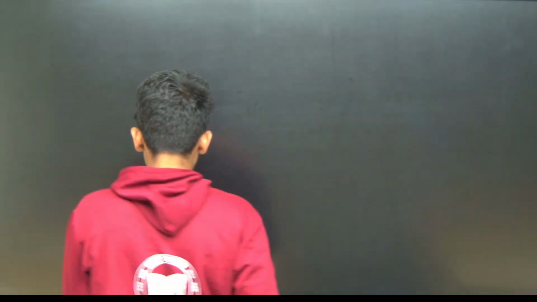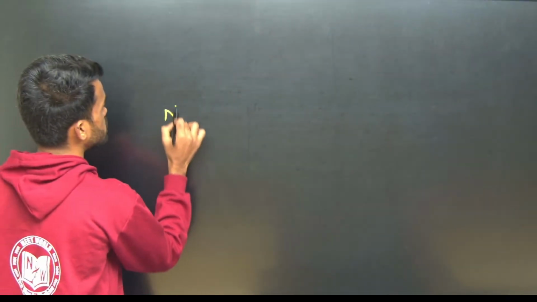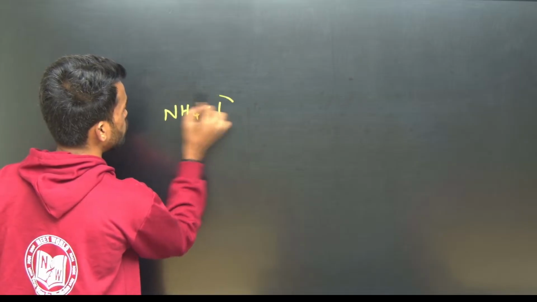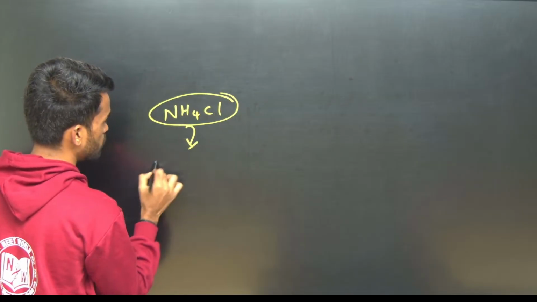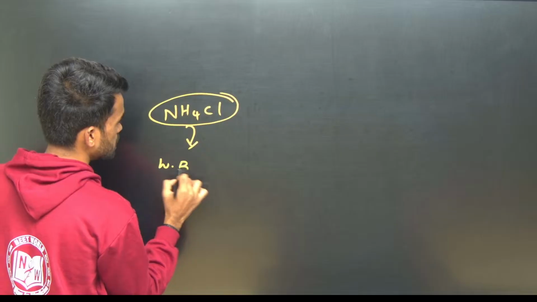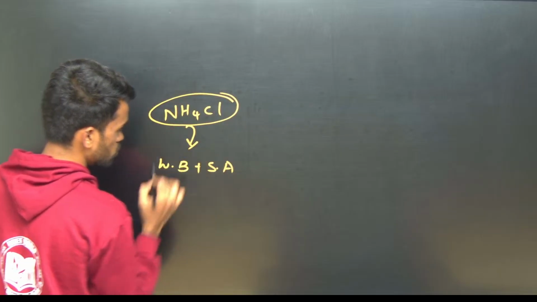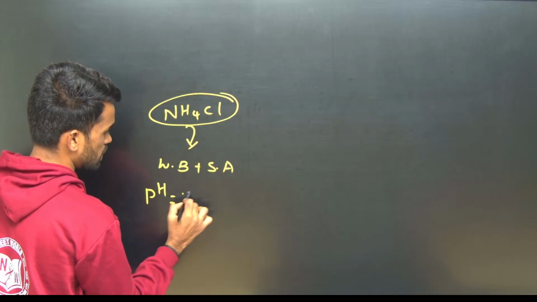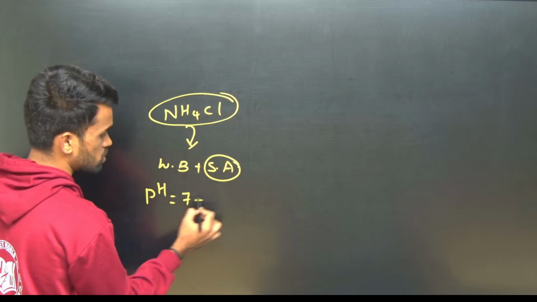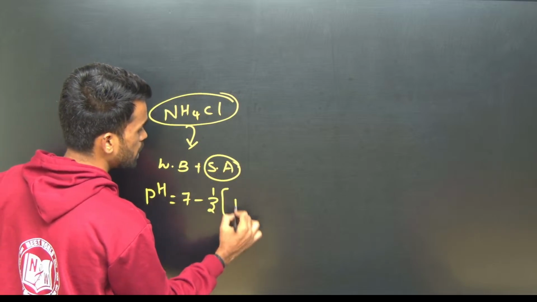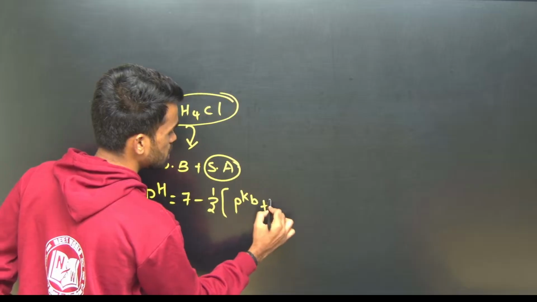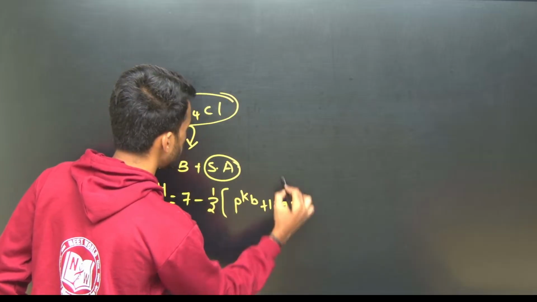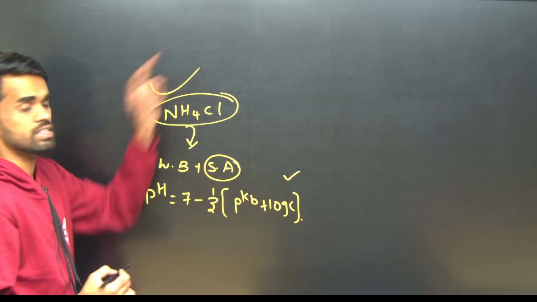So this is a salt. NH4Cl is a salt formed from what? It is formed from weak base plus strong acid. So what is the formula I have given you? So 7 minus, because it is a strong acid, so 7 minus half into pKb plus log C, okay? This is the formula you can use for this kind of salt.